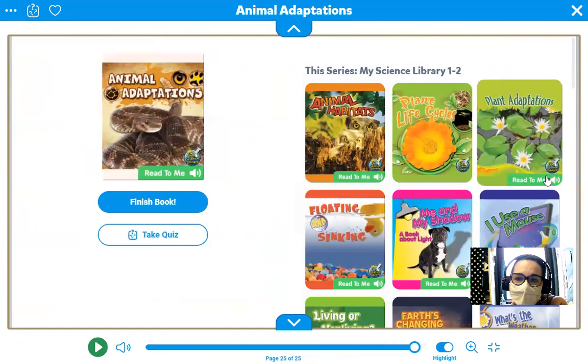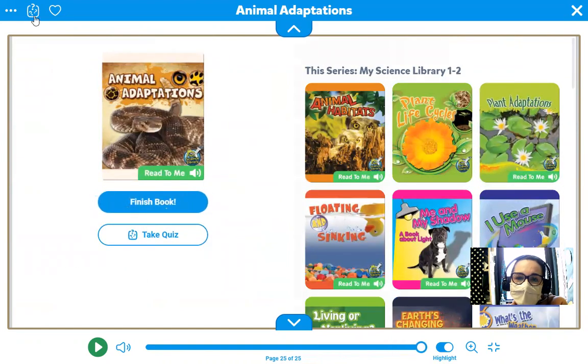All right, boys and girls, that's the end of Animal Adaptations. I hope you spent some time thinking about nonfiction text features.